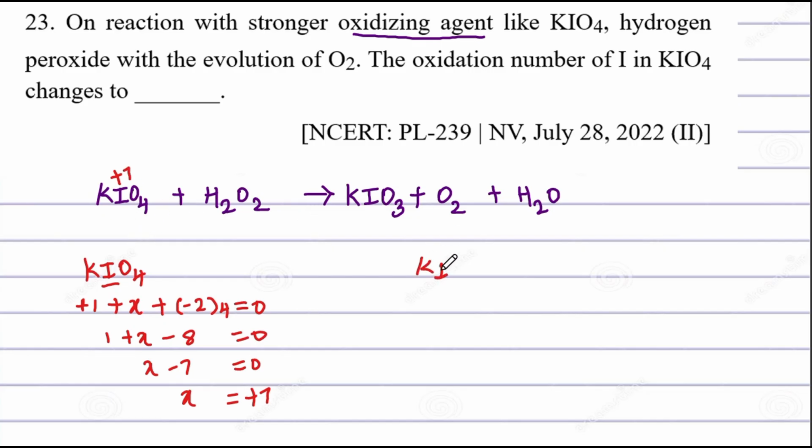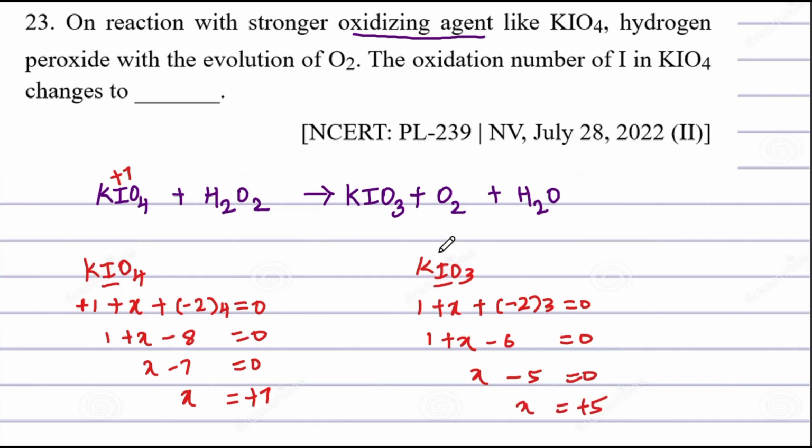Now let us go to potassium iodate. So 1 plus x plus (-2) into 3 equal to 0. So 1 plus x minus 6 equal to 0. x minus 5 equal to 0. So the value of x is +5.